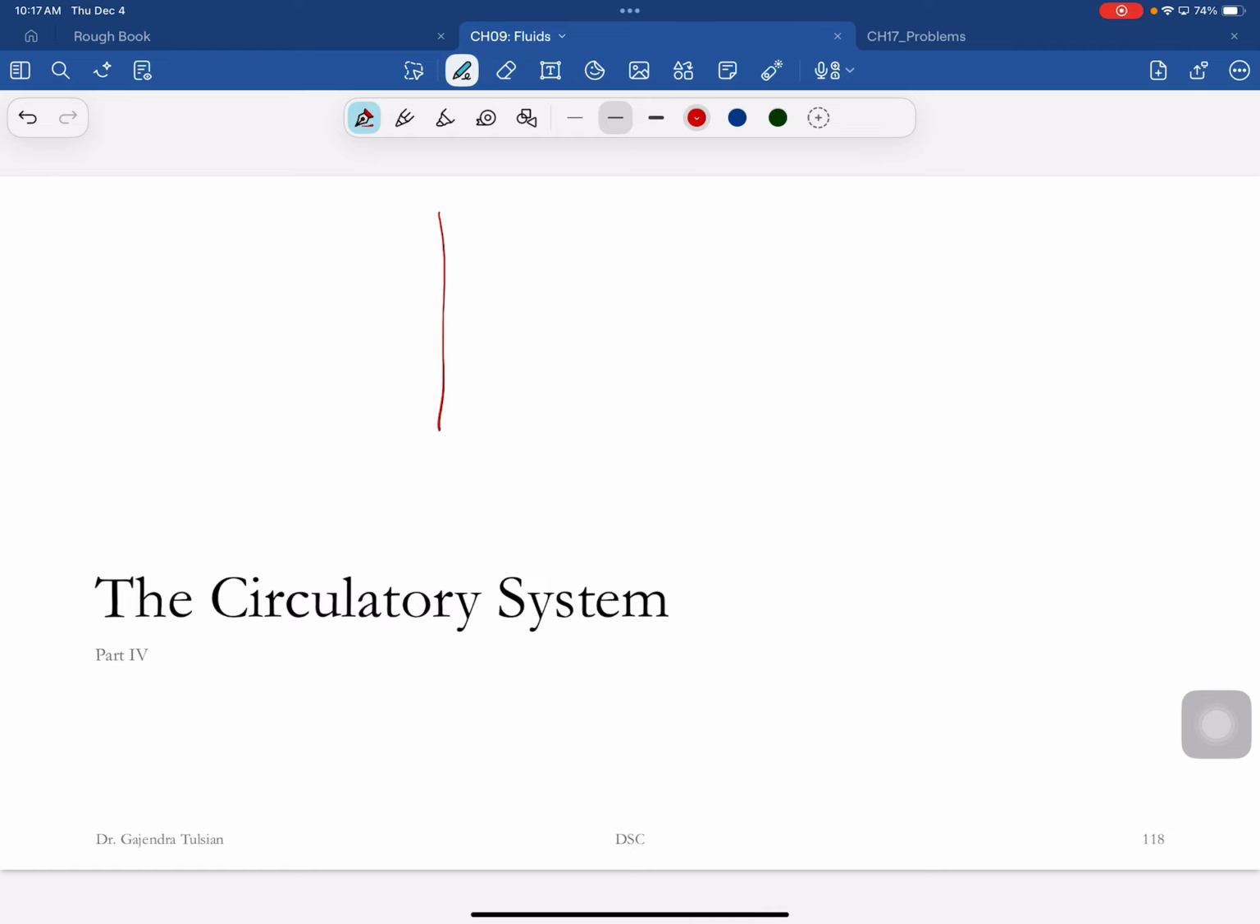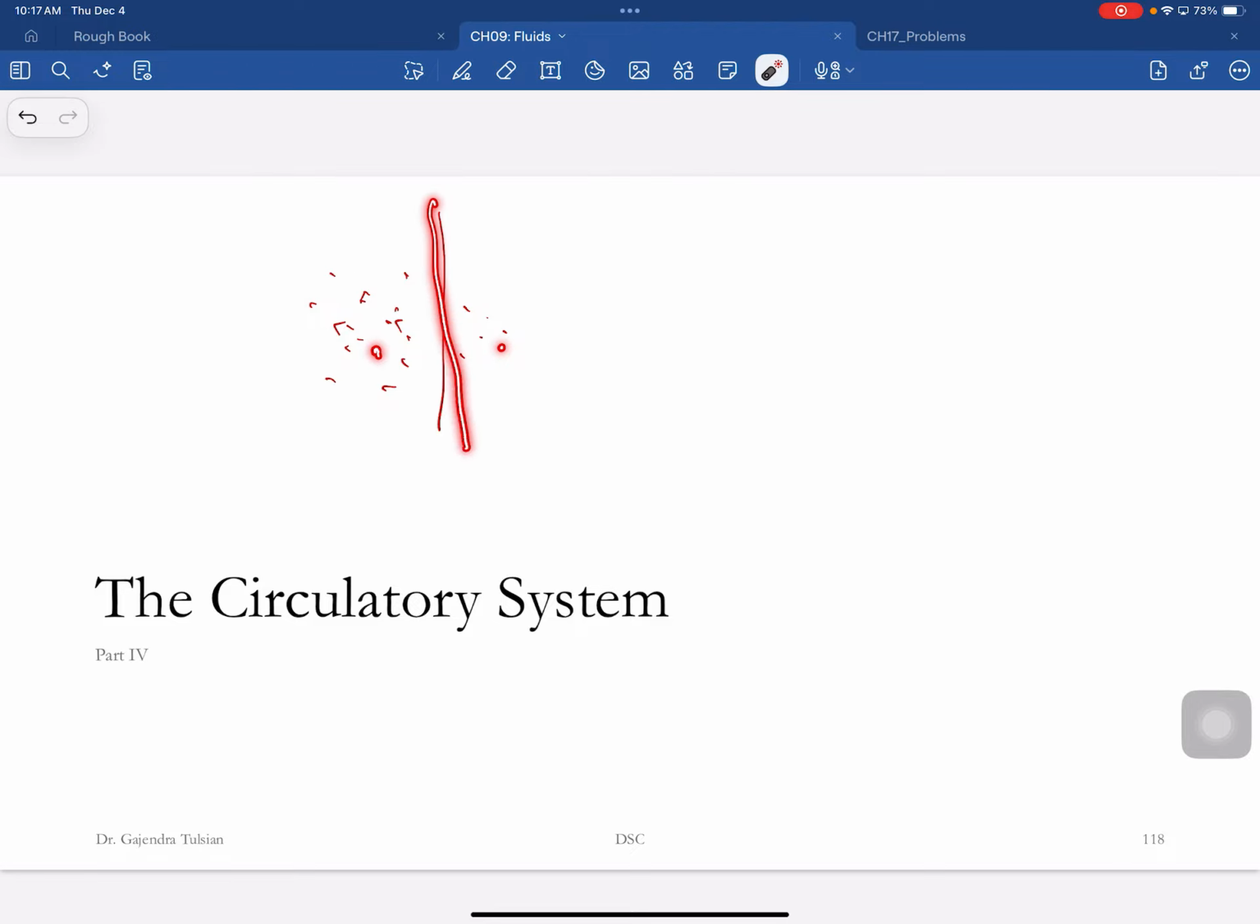Diffusion occurs from higher to lower concentration. So if this stuff is at a higher concentration and it's a lower concentration there, assuming this is a permeable membrane, this stuff will go over there. And the greater the concentration difference, the higher the flow rate. But this is a slow process, and practically it happens only over small distances.